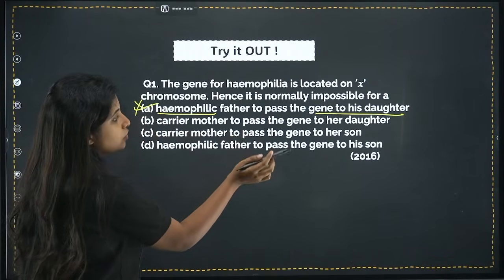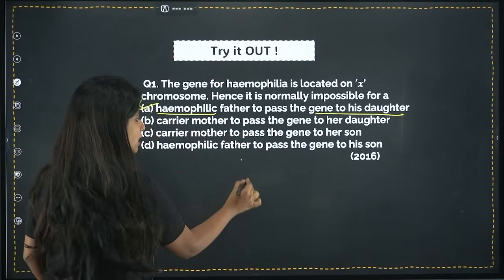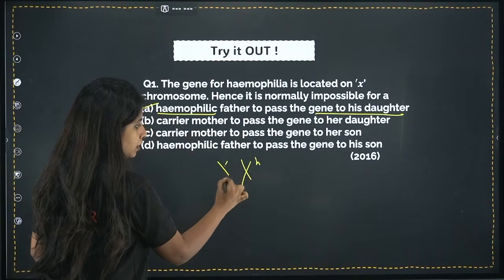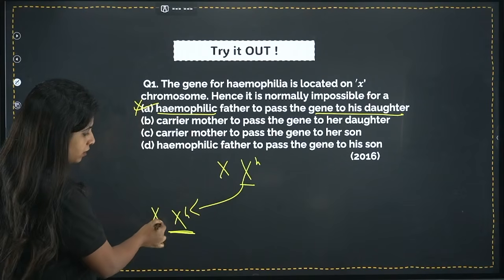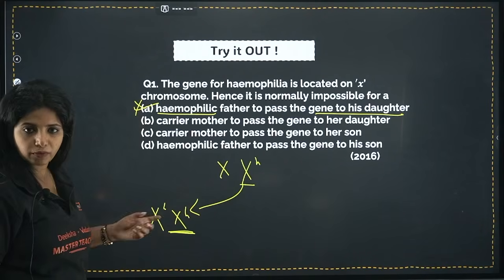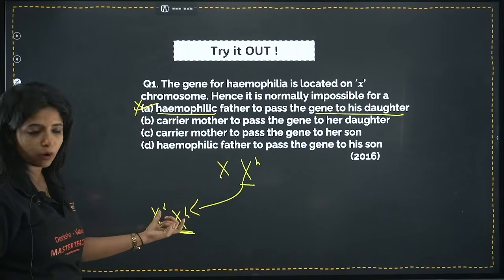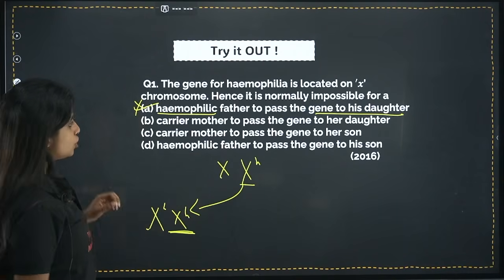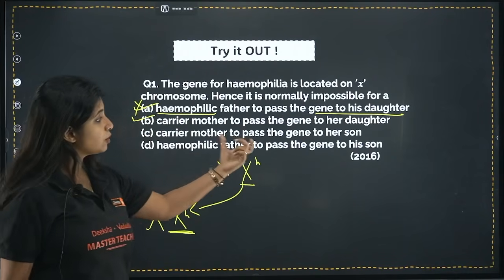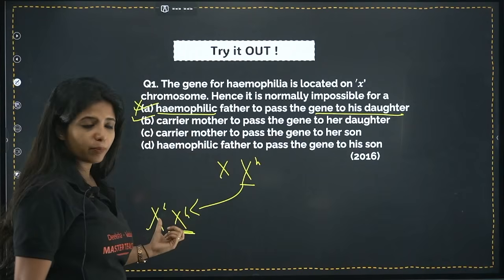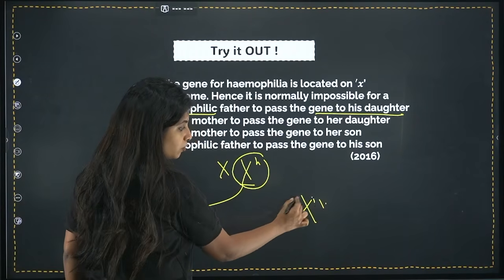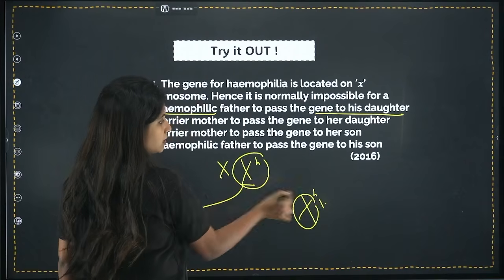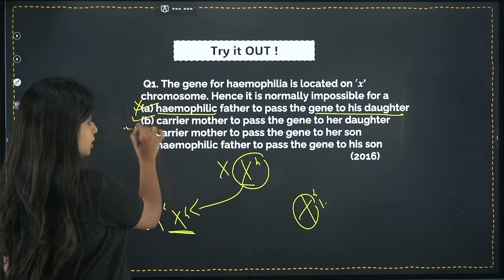Carrier mother to pass the gene to her daughter. Carrier mother can pass her gene to the daughter. Daughter can have at least one gene up there. This can be a normal gene or this can be affected also from the father that it gets. But she can pass the normal. She can pass what? The gene out there. So this is also correct. Carrier mother to pass the gene to her son. She can also pass, because the son will also have one X chromosome and one Y chromosome from the father. So this X chromosome comes from the mother. So yes, he can also have it. So this is also correct.